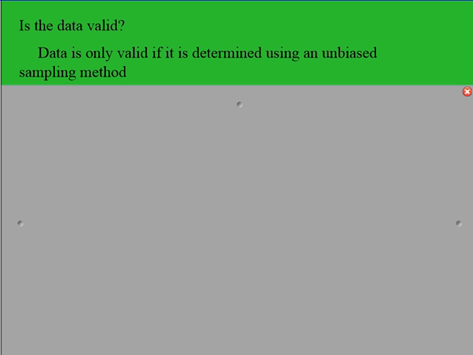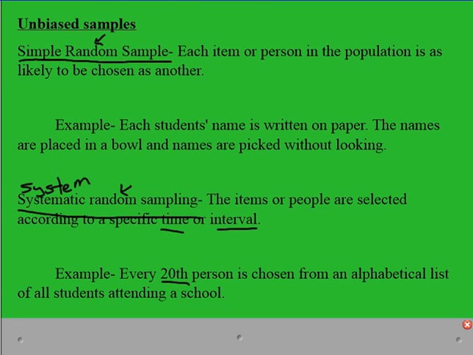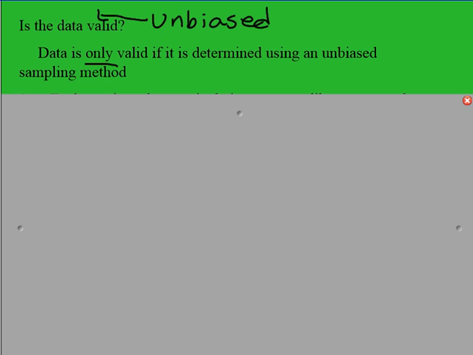All right, so let's try and identify whether or not some different samples are valid or not. Now, valid, anytime you hear the word valid, I want you to think unbiased, okay? Data is only valid if it is determined using an unbiased sampling method. So one of the ones we talked about, I'll jump back here real quick, simple random sample or systematic random sample. That's the only time you're really going to get valid data.